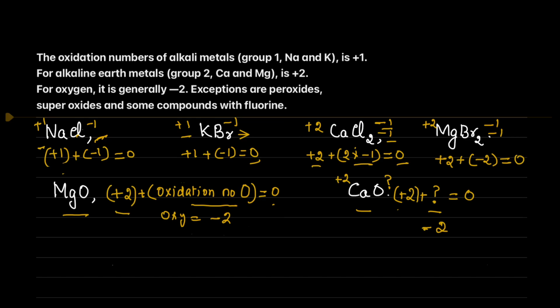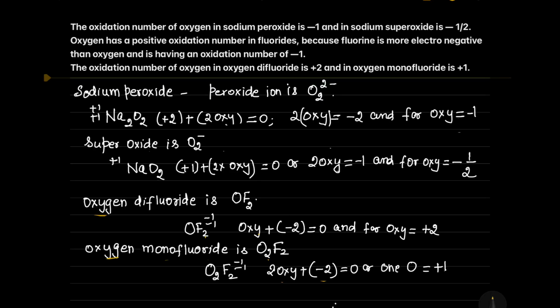When we calculate, the oxidation number of magnesium is +2. So, therefore, +2 plus the oxidation number of oxygen comes to 0, and for oxygen it should be -2. In calcium oxide, the oxidation number of calcium is +2. The algebraic sum is equal to 0. Then what is the oxidation number of oxygen? It comes to -2. The formula of peroxide ion is O2 2-.